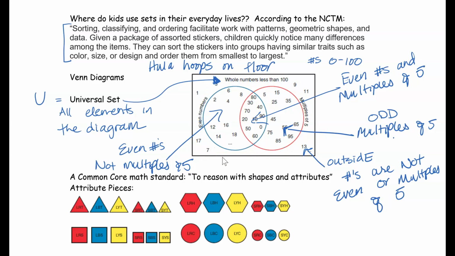I would make it your goal, if you didn't get any of these on your own, to try this again later on your own. See if you can identify what each part of the circle is.